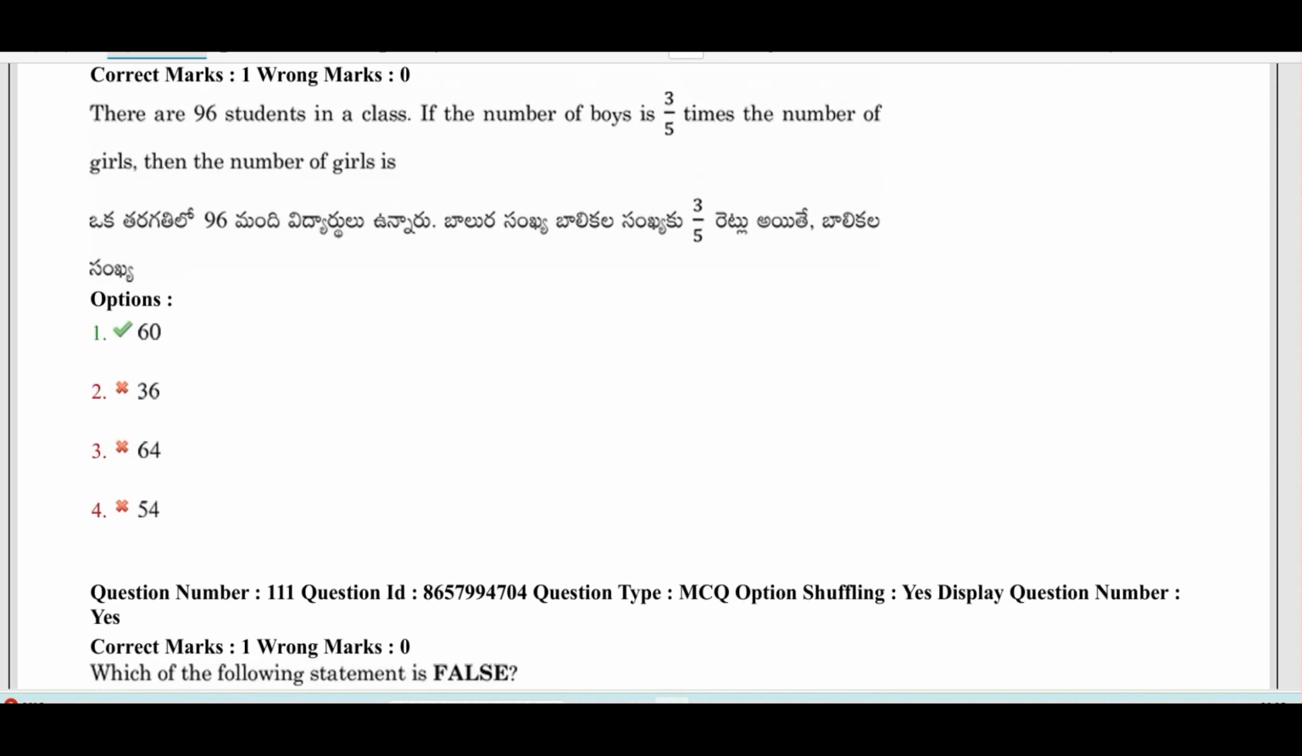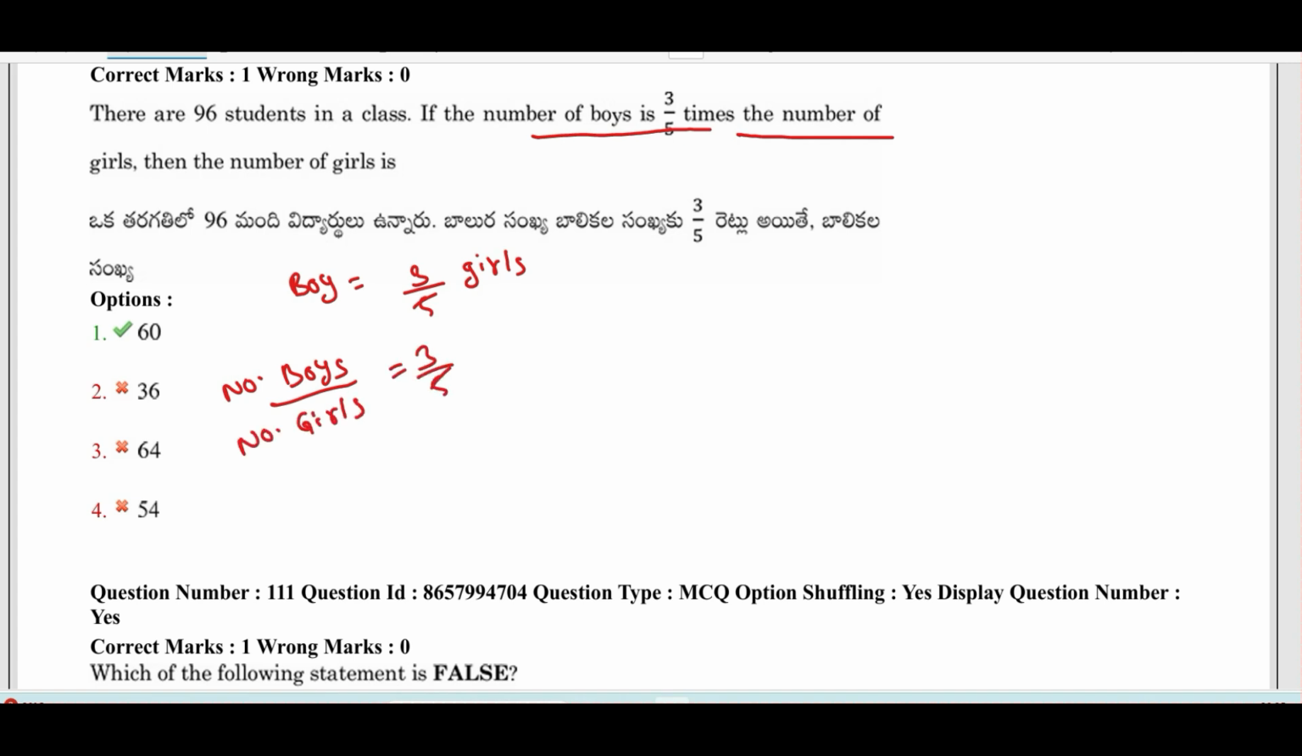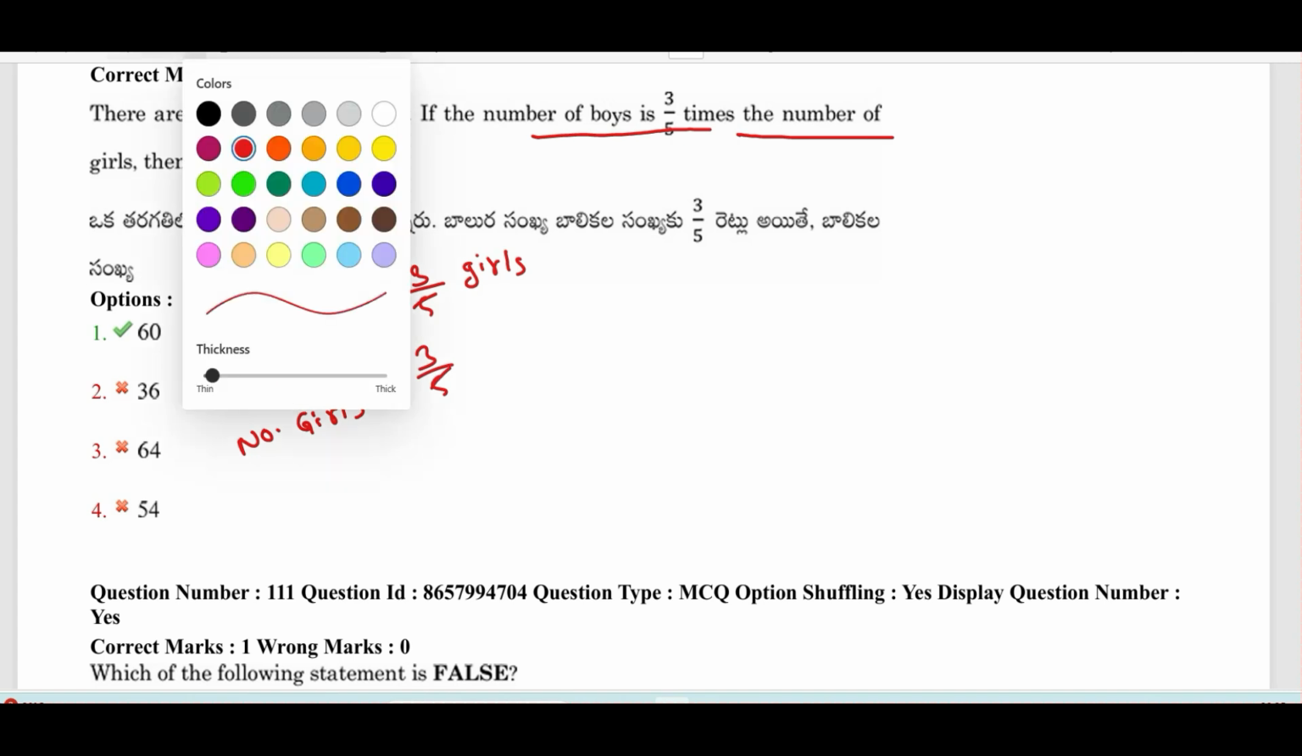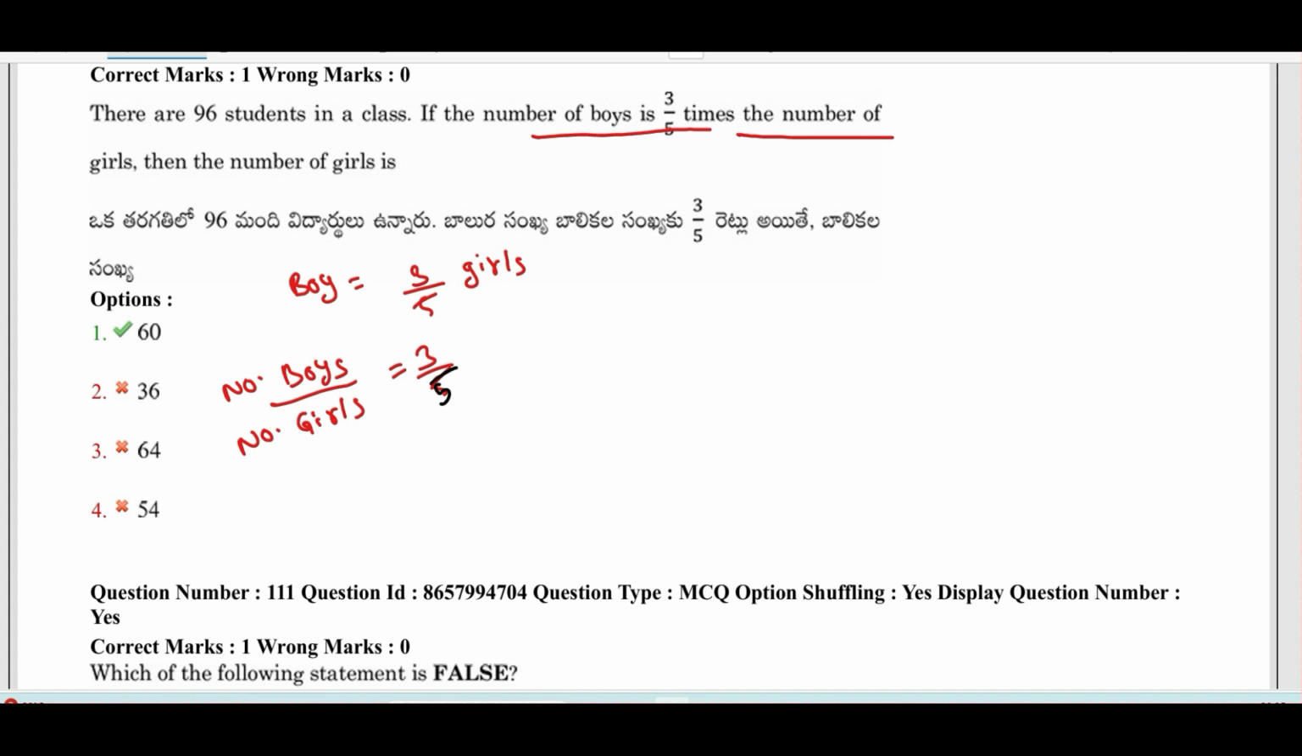There are 96 students in the class. If the number of boys is 3 by 5 times the number of girls. Okay, so what have we been given? We have been given that the number of boys is equal to 3 by 5 times the number of girls. From this, the number of boys to the number of girls can be written as 3 by 5. That means the ratio between the number of boys and the number of girls is 3:5. So from this, I can suppose the number of boys as a multiple of 3, that is 3x, and the number of girls as 5x.